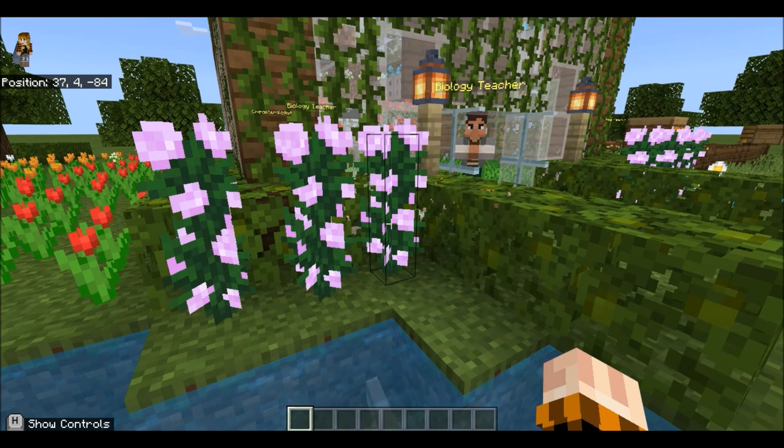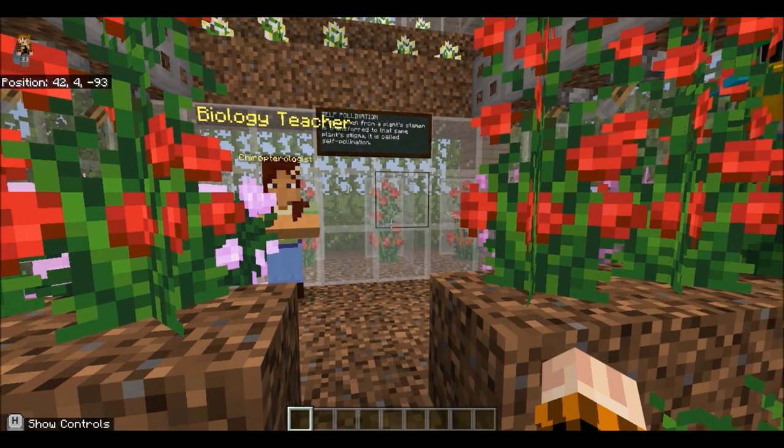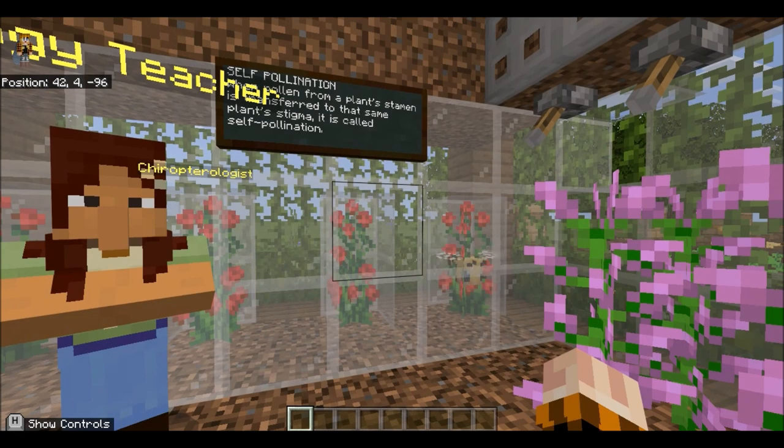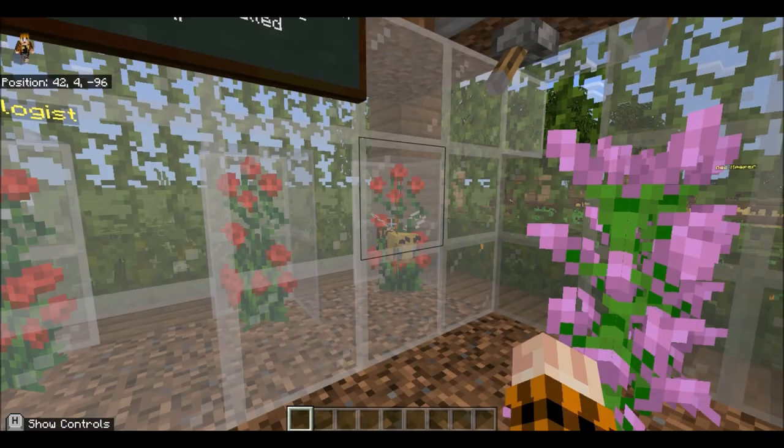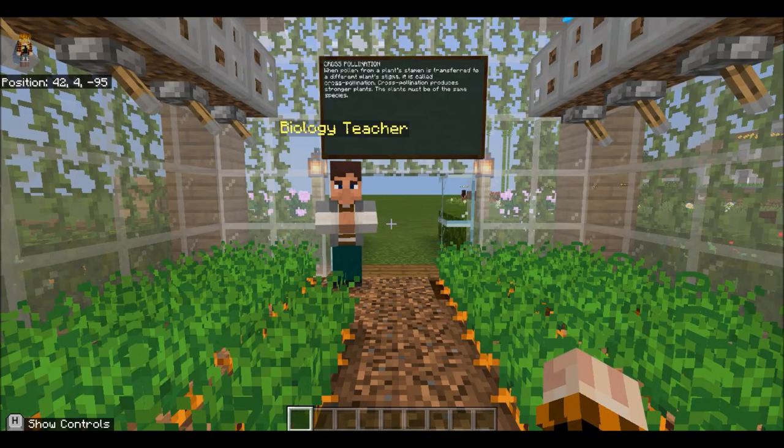Now, do all flowers have male and female reproductive parts? Not quite. We have unisexual flowers with only one reproductive part, and bisexual flowers with both male and female reproductive parts present. Based on this, we have two types of pollination. The first type of pollination is self-pollination. When pollen from a plant's stamen is transferred to that same plant's stigma, it is known as self-pollination. As you can see an example over here. The second type of pollination is known as cross-pollination. When the pollen from a plant's stamen is transferred to a different plant's stigma, it is called cross-pollination. Cross-pollination produces stronger plants. The plants must be of the same species though.